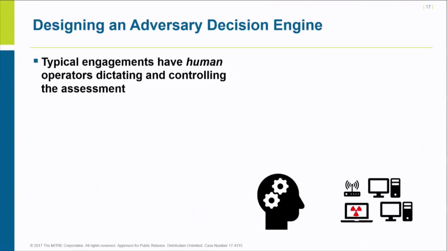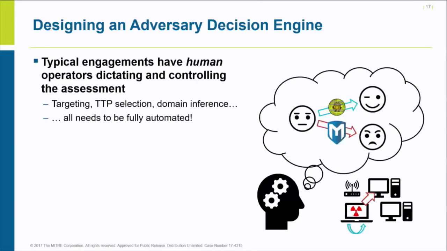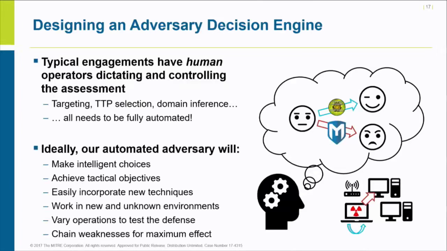So we decided to go to the drawing board and consider, okay, how do we actually design this decision-making engine? And we thought to ourselves, humans typically have lots of this domain knowledge, domain inference. We're looking at things, we're guessing things, we're doing targeting, TTP selection, all of these things. Do we dump creds or do I launch an exploit? What's the right technique to use in this specific situation? All of that stuff, we need to automate it in CALDERA.